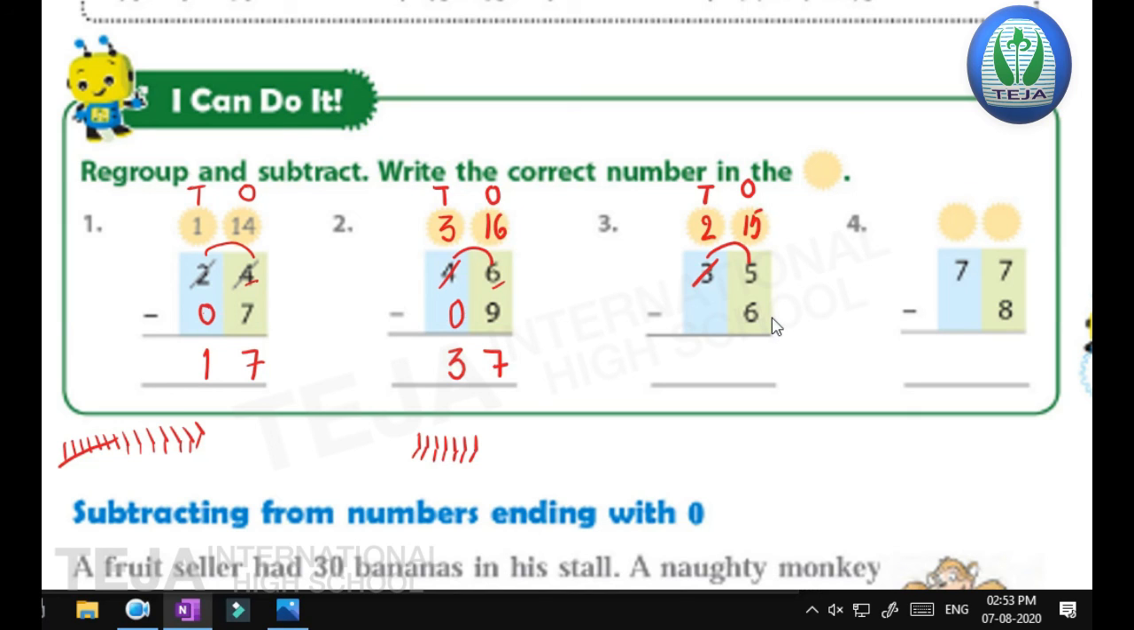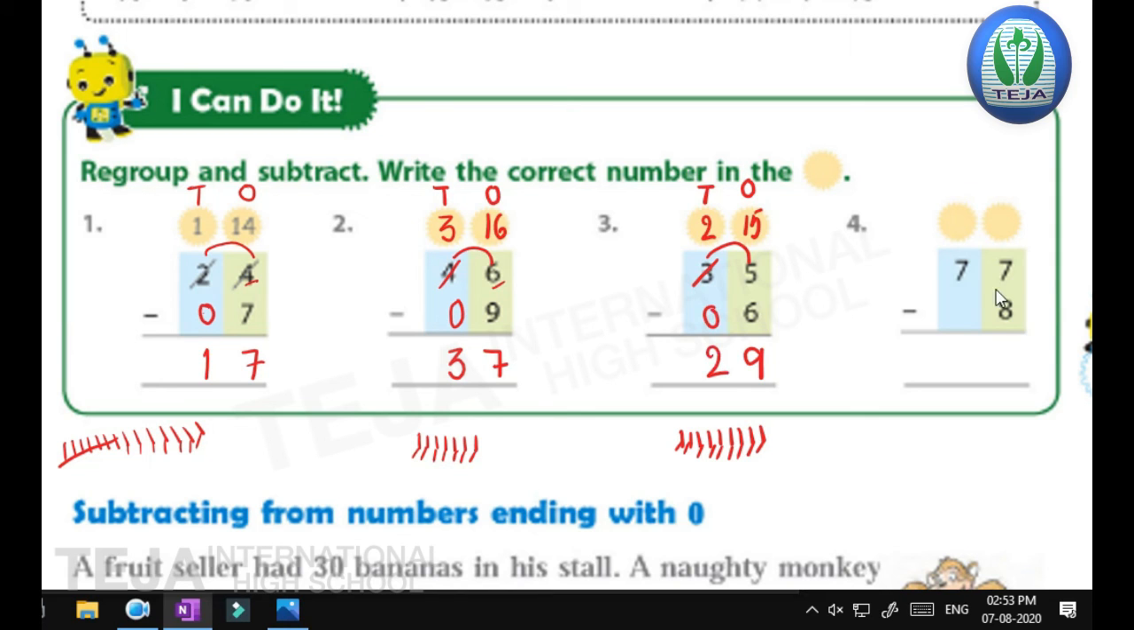15 minus 6. Count after 6. We'll draw the lines. 7, 8, 9, 10, 11, 12, 13, 14, 15. Now count the lines, children. 1, 2, 3, 4, 5, 6, 7, 8, 9. So 15 minus 6 equal to 9. And here in the tens place only 2 is there. 2 minus 0 is 2. So the answer is 29.